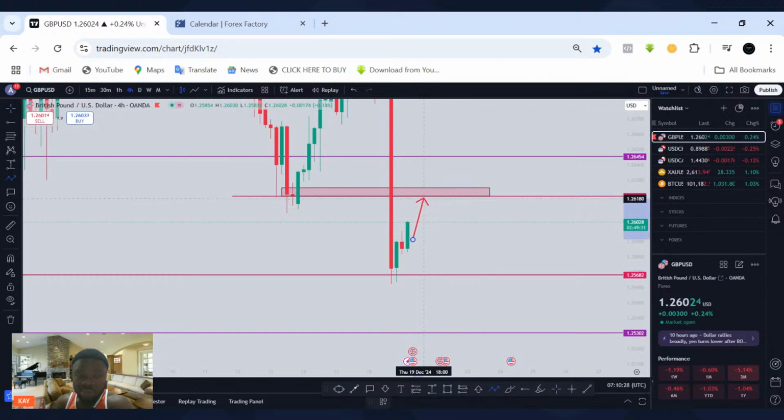So if price gets to this side, the chances that it will get rejected and start moving down. Since all the time frame trend is an uptrend, the chances that if price gets to this side, it will get rejected and start moving down is very high. You get it? It's very high.